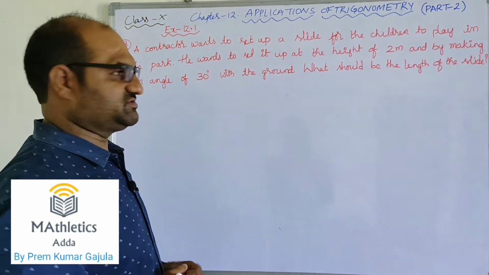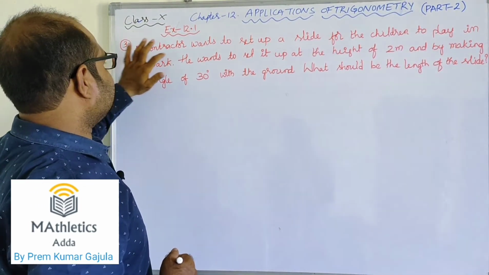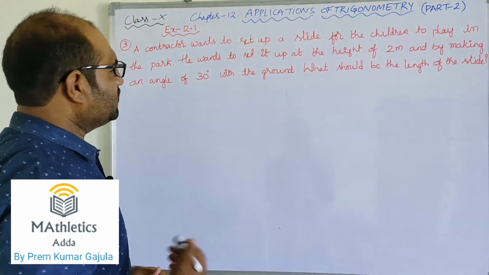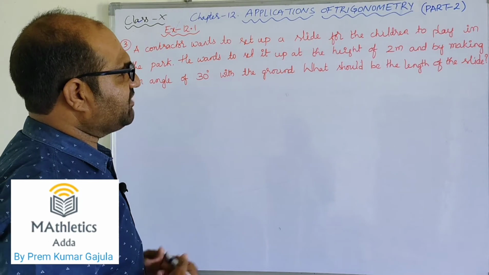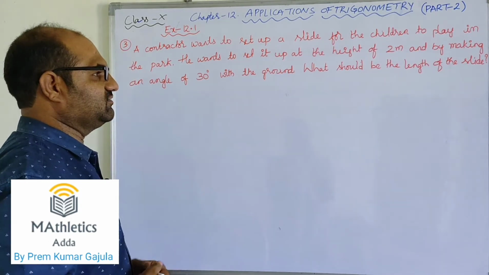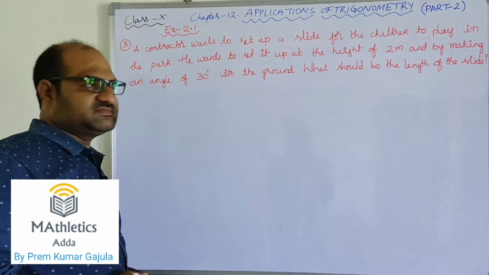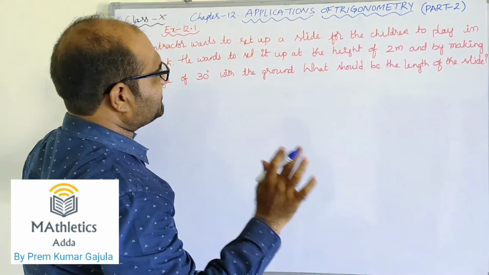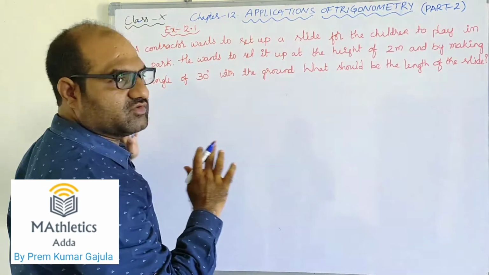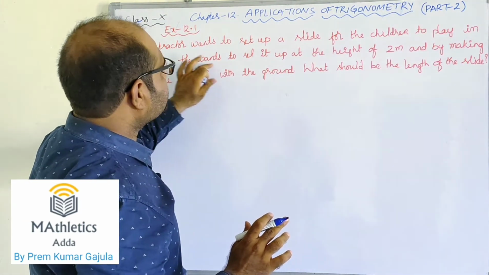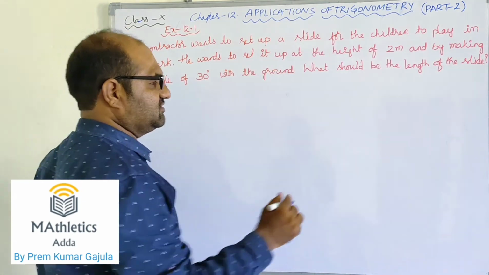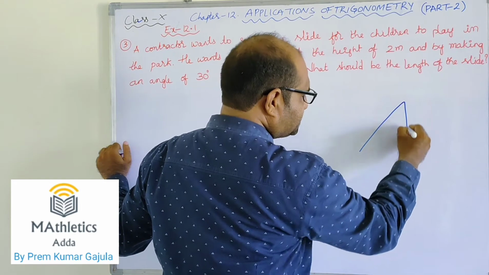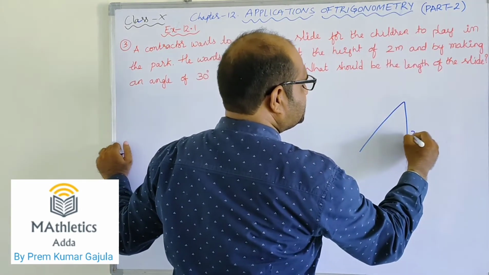Now let us look at the next question. Third question: a contractor wants to set up a slide for the children to play in the park. He wants to set it up at a height of 2 meters and at an angle of 30 degrees with the ground. What should be the length of the slide? Simple. First, in the first sentence, what is given? A contractor wants to set up a slide for the children to play in the park. No information is given, okay? So he wants to set it up at a height of 2 meters. So now we know that the slide will be like this, okay? And what is the height? It is given in the second sentence, 2 meters.